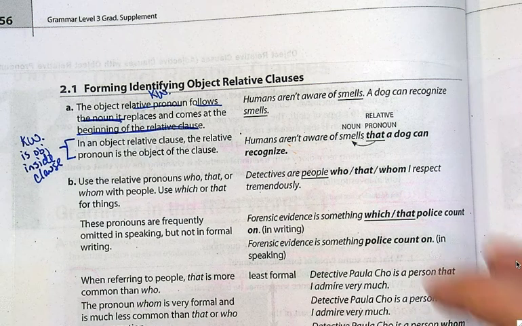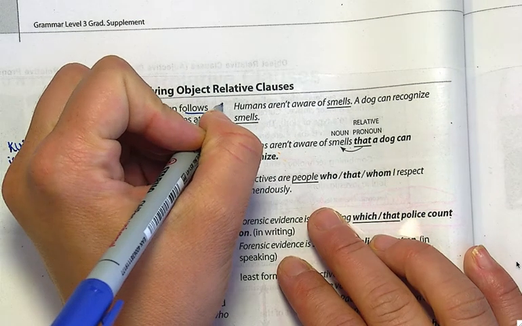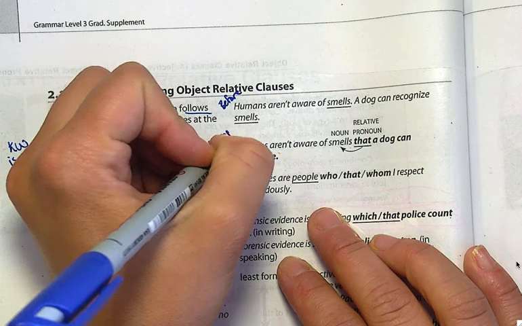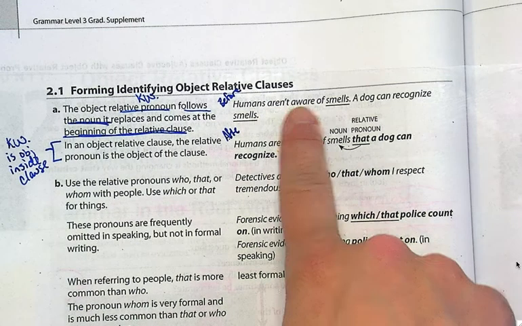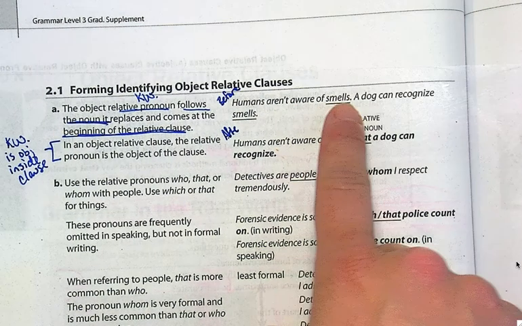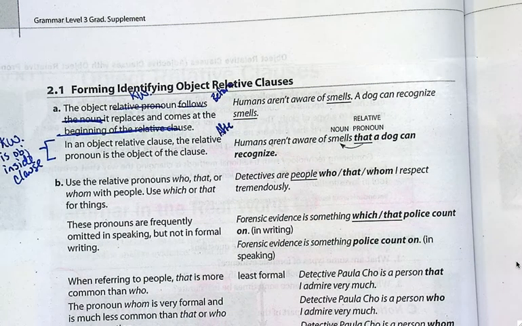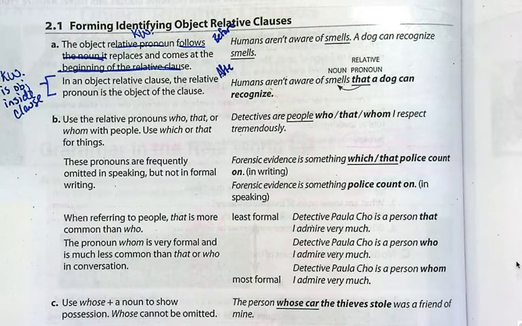If we look at our examples, these are two different examples. This is before and this is after, or this is with the adjective clause, and these are the two independent sentences. Humans aren't aware of smells. A dog can recognize smells. So these are two independent sentences. We can see that these are beginning level or level 1 sentences. They're very basic, simple sentences.